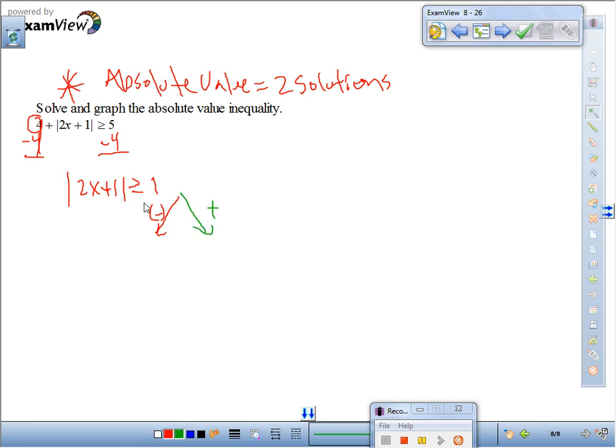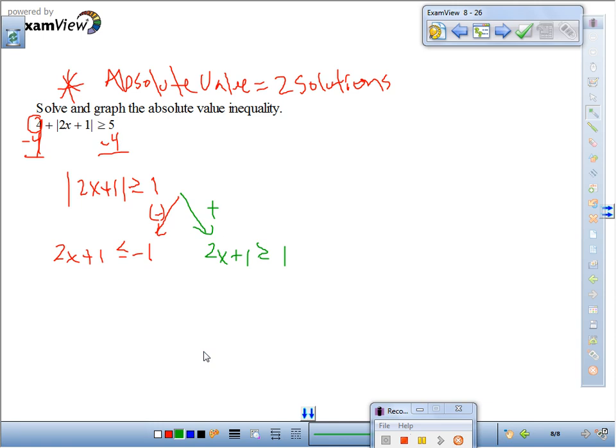So for our negative, check this out. I'm going to write negative 1. But when I write the negative, the inequality symbol, what happens? You flip it. You need to flip it whenever we write the negative number. Yes? So from there, I rewrite whatever's inside, which is 2x plus 1. For my positive 1, I just write everything exactly the same. 2x plus 1 greater than or equal to 1, but without the absolute values.